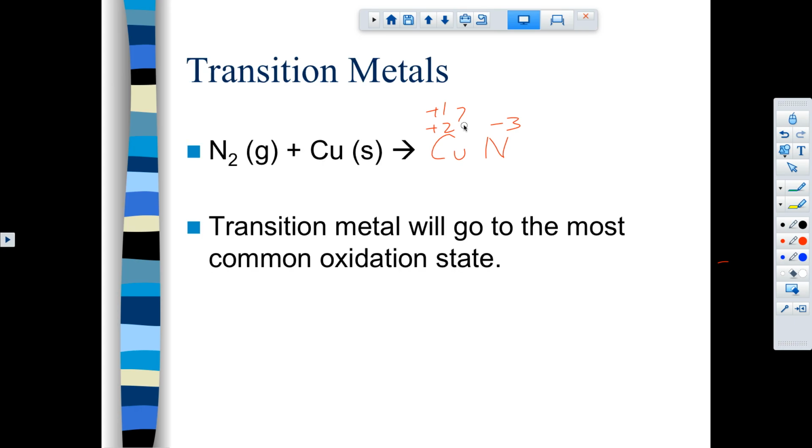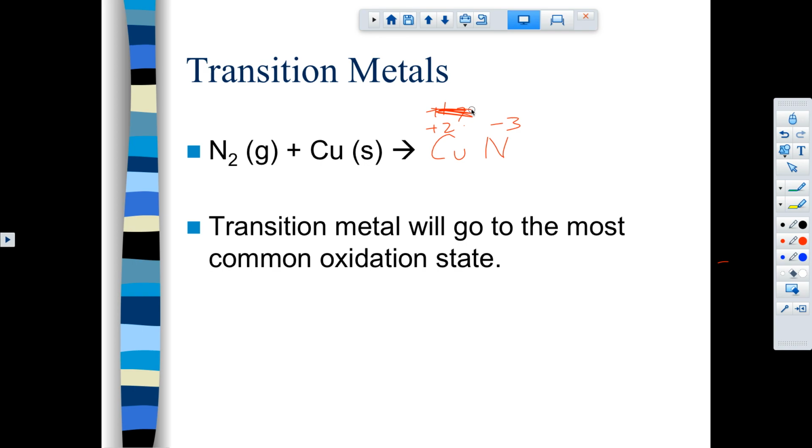What you want to look for is the most common charge. If you look at copper, the most common charge is the oxidation state that is bolded. So look above Cu and below the atomic weight on your periodic table, and you'll see +1 and +2, but +2 is bolded, so we're going to go with +2 for the charge there. So that's what you would do with transition metals: go with the most common charge.